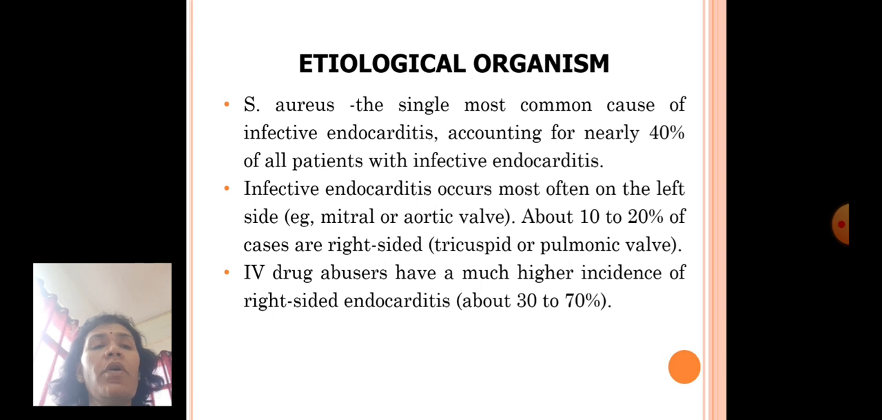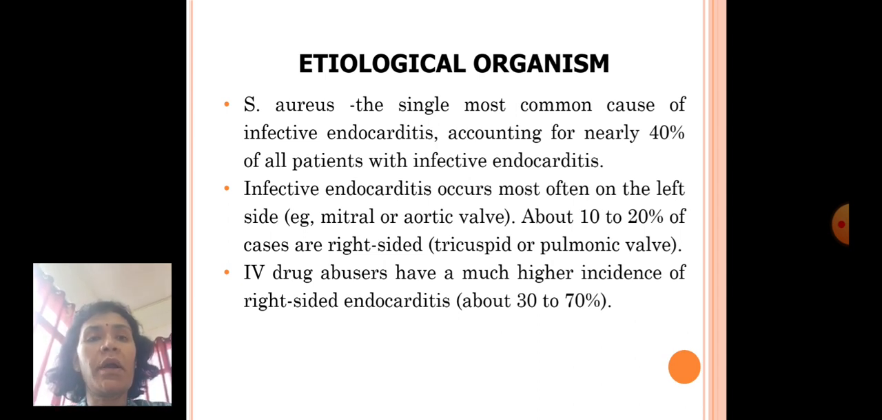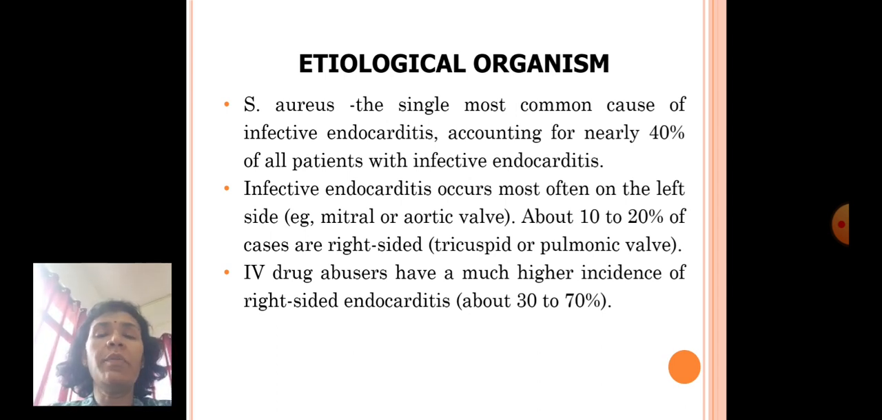The etiological organisms are mostly streptococci and staphylococci, and Staphylococcus aureus is the single most common cause of infective endocarditis, which accounts for nearly 40% of all the patients with the disease. Infective endocarditis is more often seen on the left side of the heart, that is involving the mitral or aortic valve. In about 20% of cases, there is right-sided involvement, that is the tricuspid or pulmonary valve involvement.